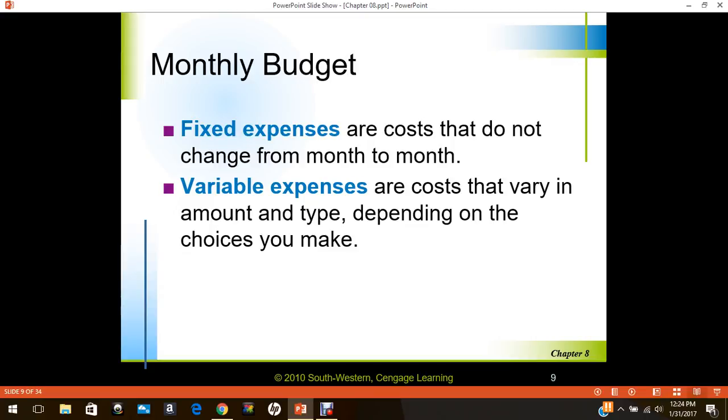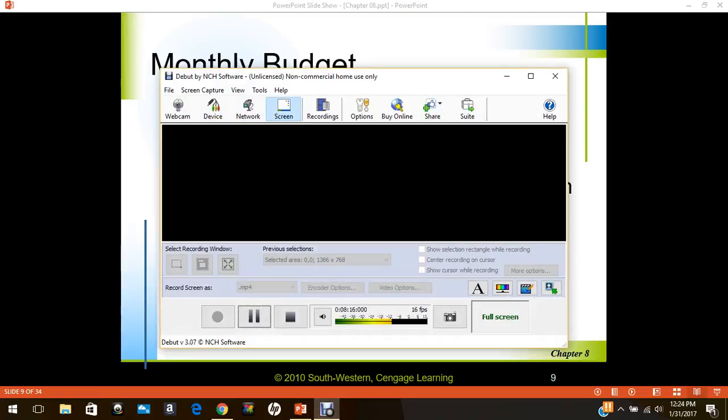We also have our variable expenses. When we talk about variable expenses, these are costs that vary in the amount and the type depending on the choices you make. For example, if I choose to go to the grocery store this month and buy a lot of groceries, then I'm going to have a larger variable expense than if I choose not to buy groceries. So you also want to think about your fixed expenses versus variable expenses.